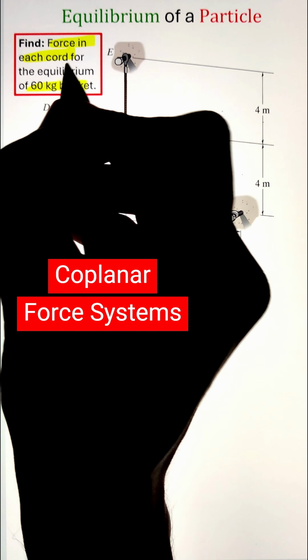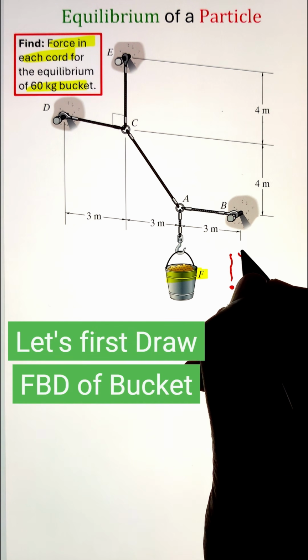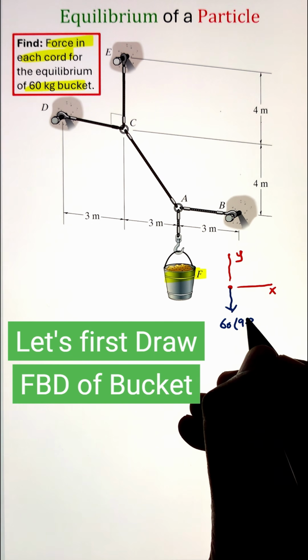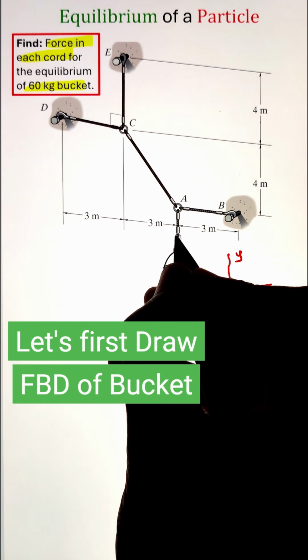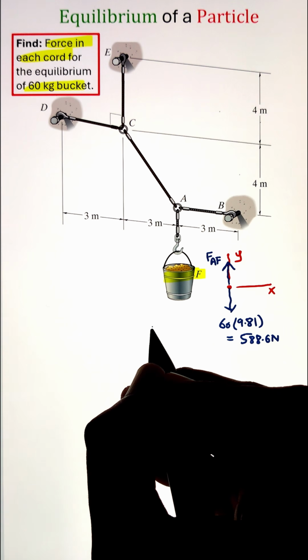In order to find the force in each cord for the 60 kg bucket to be in equilibrium, we can start by first drawing the free body diagram of the bucket itself by placing the origin at point F. Here we have two forces. One is the weight of the bucket that is acting vertically downward. The other is the tension in the rope going away from point F.